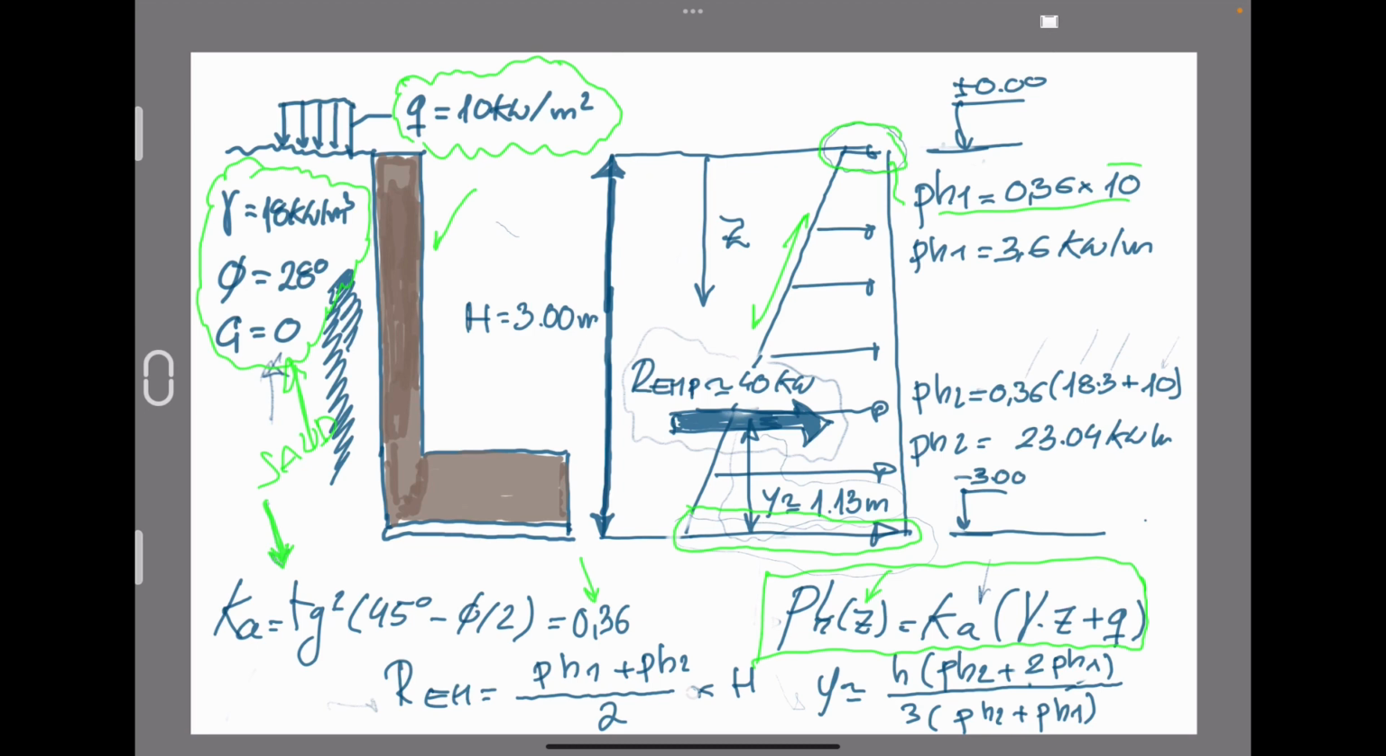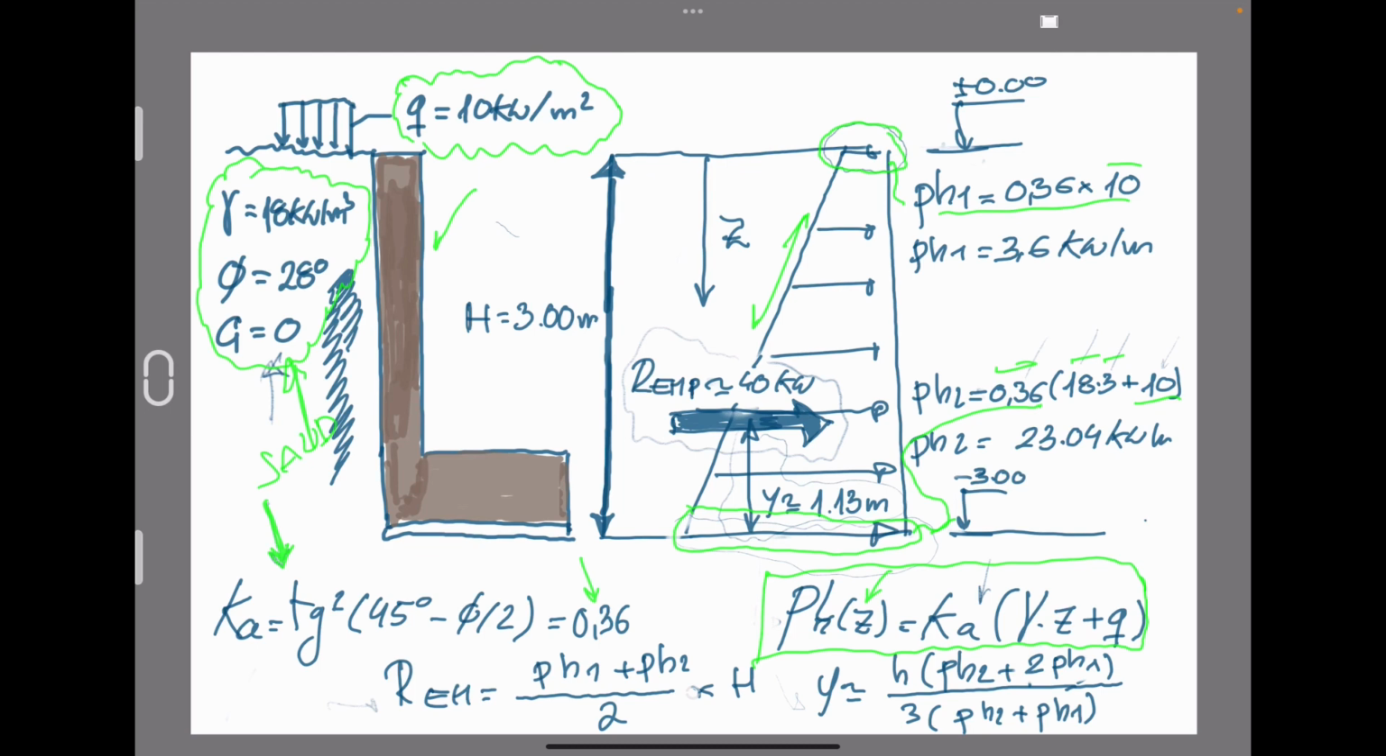At the bottom of the foundation, the circumstances are different. As you can see here, we have the density of the soil, we have the height of the soil at that location, which is 3 meters, and the constant 10 kilonewton per square meter, and all of them multiplied by the active earth pressure coefficient.